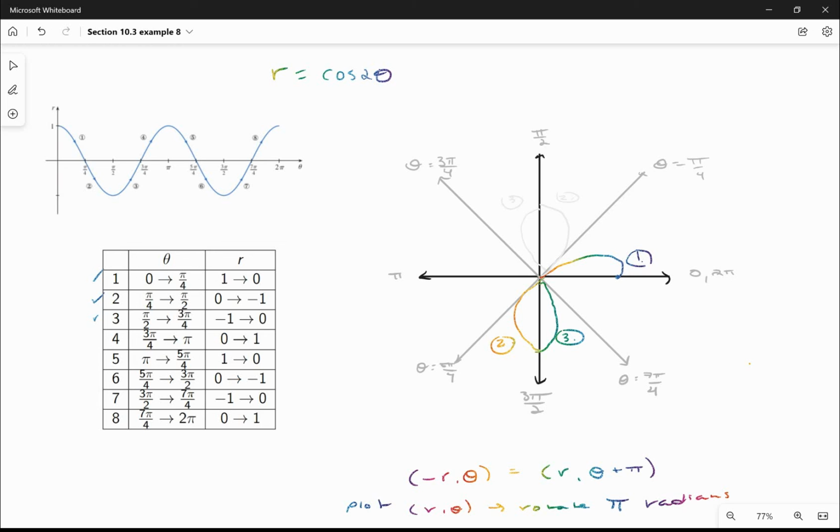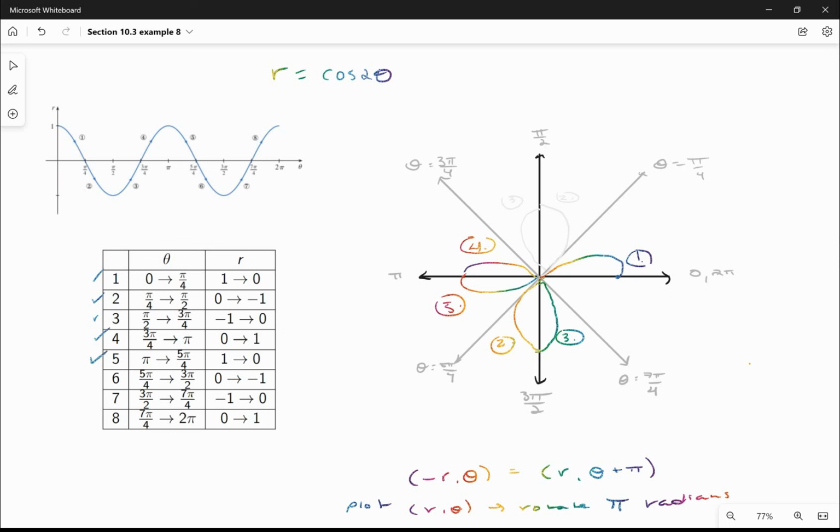So 0 to 1, just like that. Section 4. Okay, and so that's good. And again, for 5, r is positive, so we can just plot directly on here. We have, as theta goes from pi to 5 pi over 4, we're in this little wedge here. And r is going to be going from 1, right where we left off, to 0, just like that. So it's 5. And then we're done with 5.